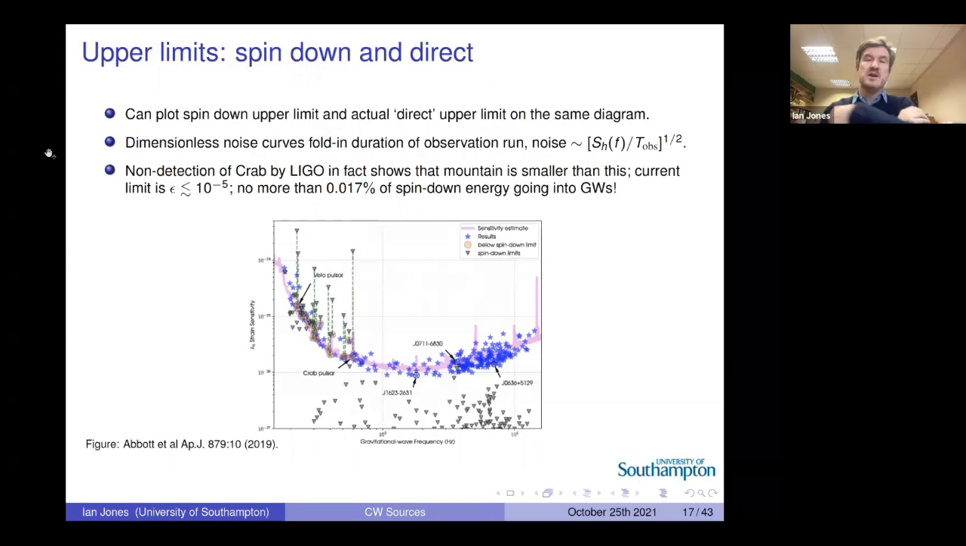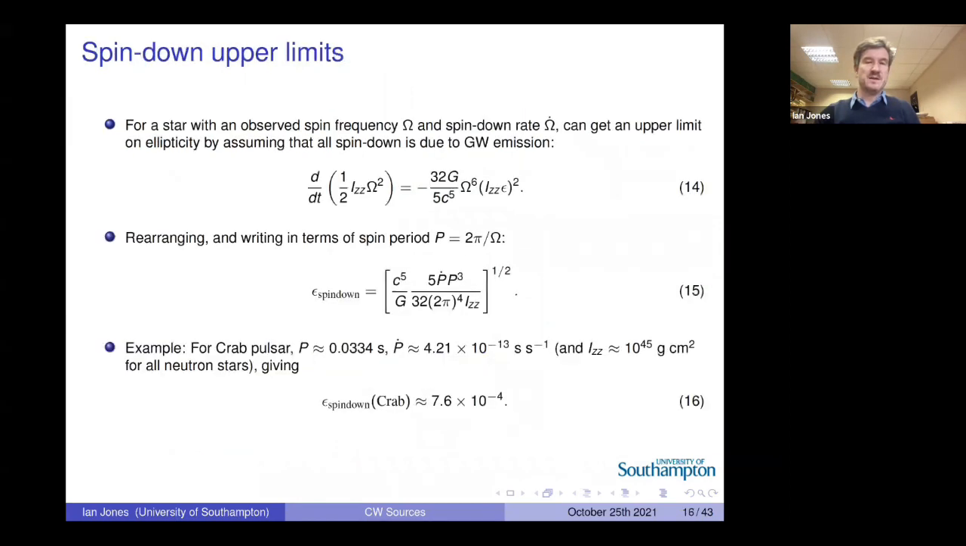Okay, let's keep going. So you can then talk about spin down upper limits on the gravitational wave itself. Let me go back a slide to explain this.